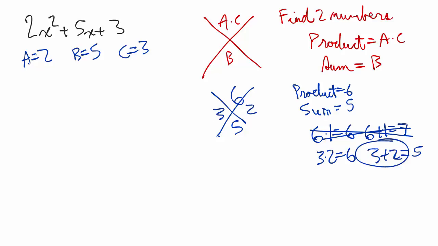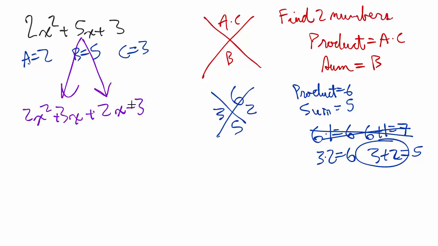Now let me show you what happens. We're going to rewrite this middle term, the b term. That's where we're getting the two numbers from, the 3 and the 2. So instead of 5x, we're going to say 3x plus 2x. Everything else just drops down. The 2x squared we had originally drops down, and then the 3 drops down. The only thing that's changed so far is this middle term. The 5x becomes the 3x plus 2x.